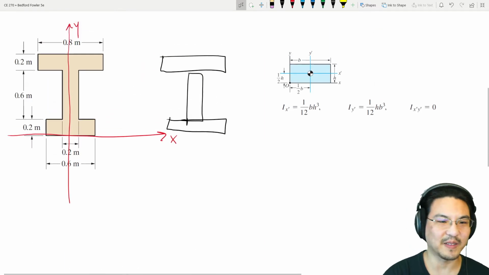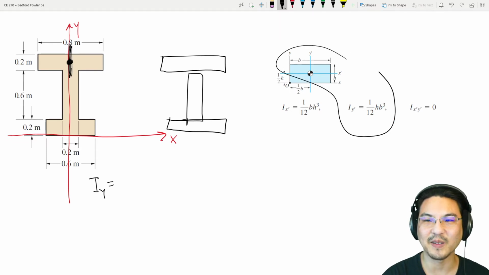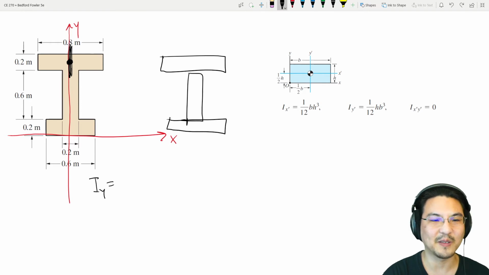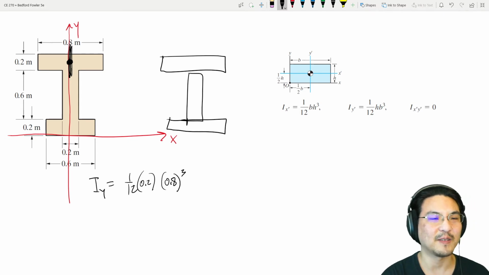Okay, so now let's find I_y. Okay, so for the top rectangle, the centroid is here. So about this axis, we just look in the appendix. 1/12 height base cubed. So the height of this rectangle is 0.2, base 0.8. And it's already at the y-axis. So we don't need to use the parallel axis theorem to move it anywhere, we're good.